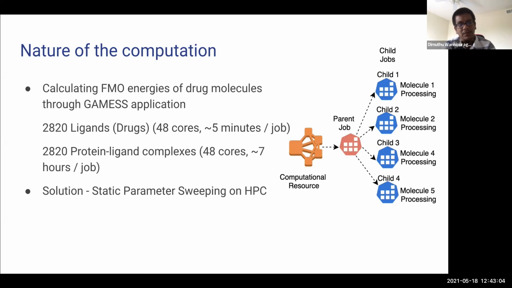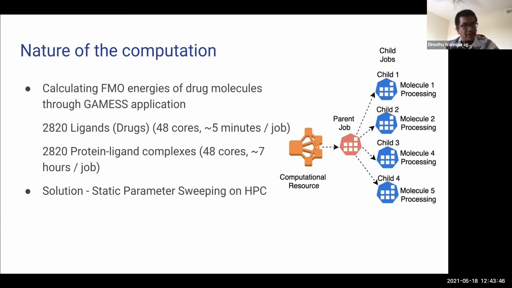And then we use that same drug and calculate the interaction with the protein that we use to measure the docking, and we call these complexes. Calculating the FMO energy on that substance takes about 7 hours, which is understandable considering the complexity of the entire substance on a 48 core machine. These are the two main types of computations we have to do, and it has to be multiplied by the number of ligands or complexes that we need to run.